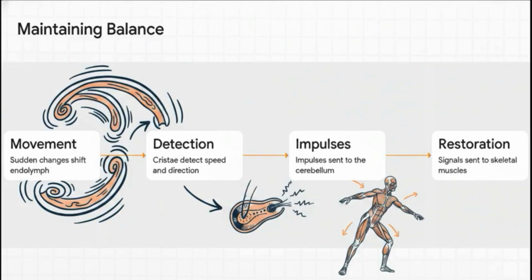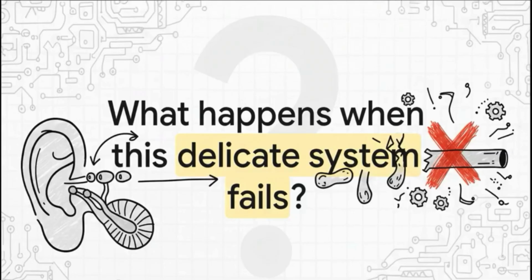This fluid shift stimulates the crista, which are receptors located in the swollen bases of the canals called ampullae. These crista detect the change and fire off warning impulses straight to your cerebellum. Your cerebellum then rapid-fires signals to your skeletal muscles to adjust your posture and keep you from falling flat on your face. Now, this biological machine is incredibly efficient, for sure. But what exactly happens when a part of this delicate sequence breaks down or gets blocked?